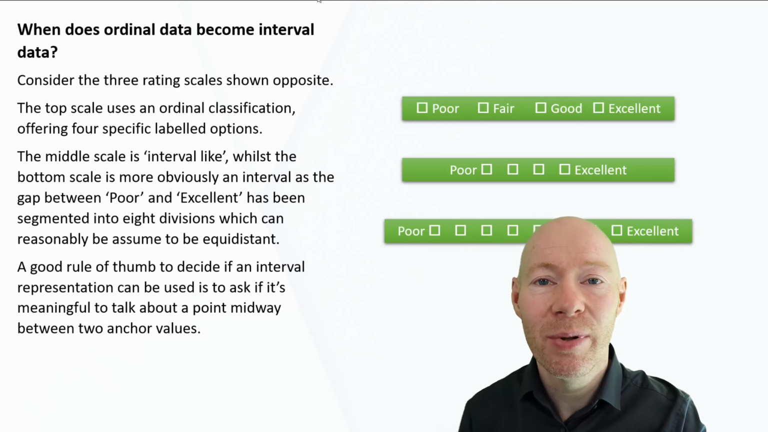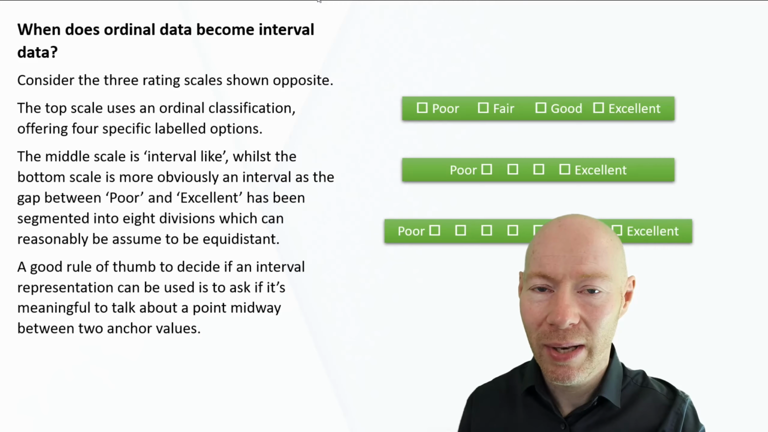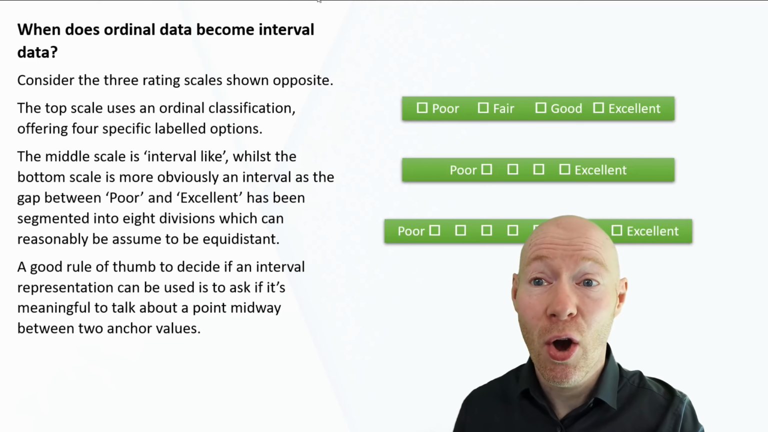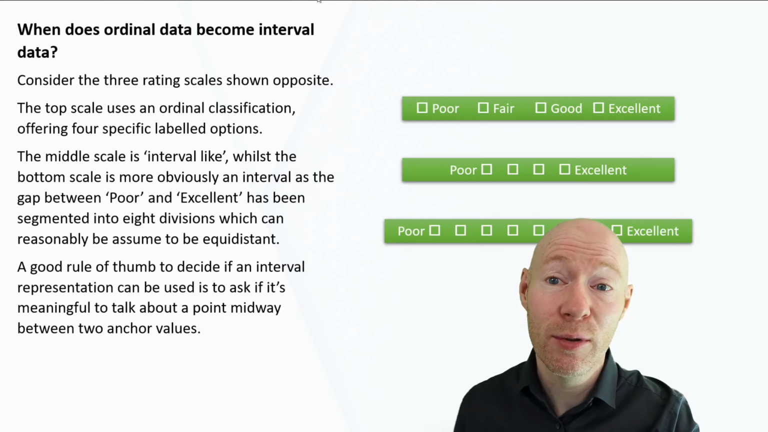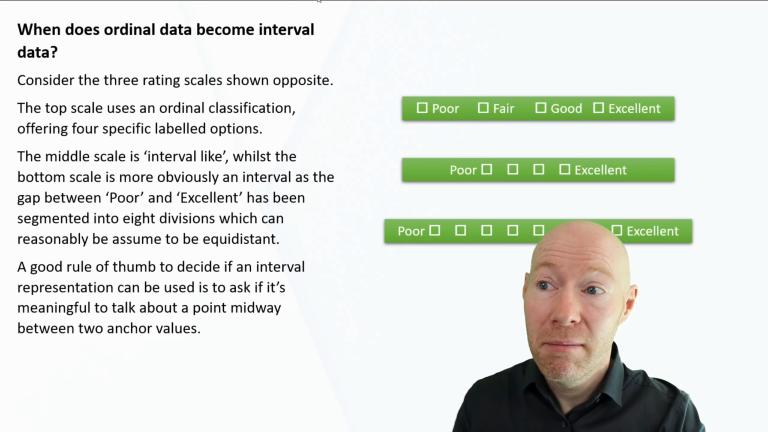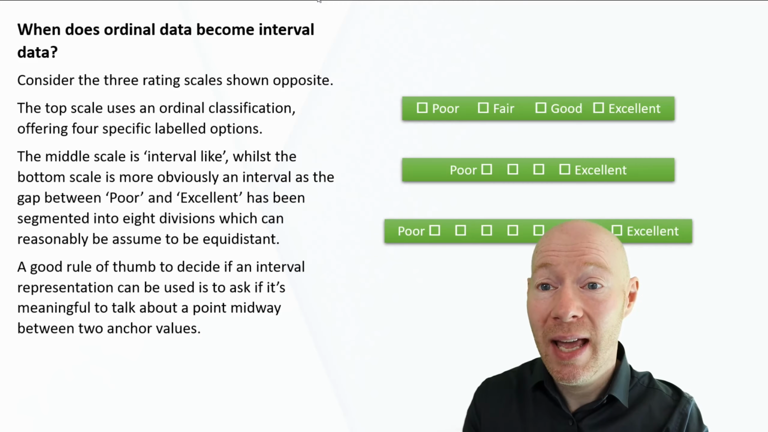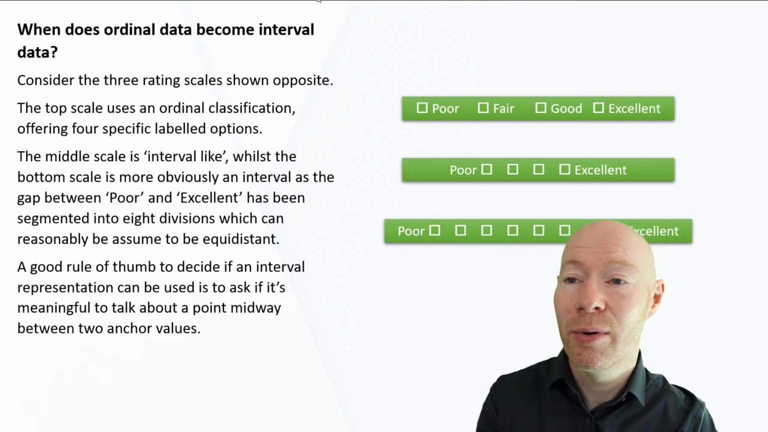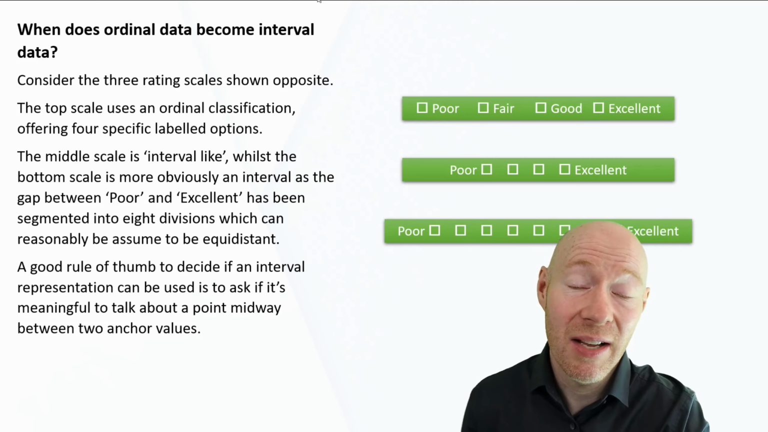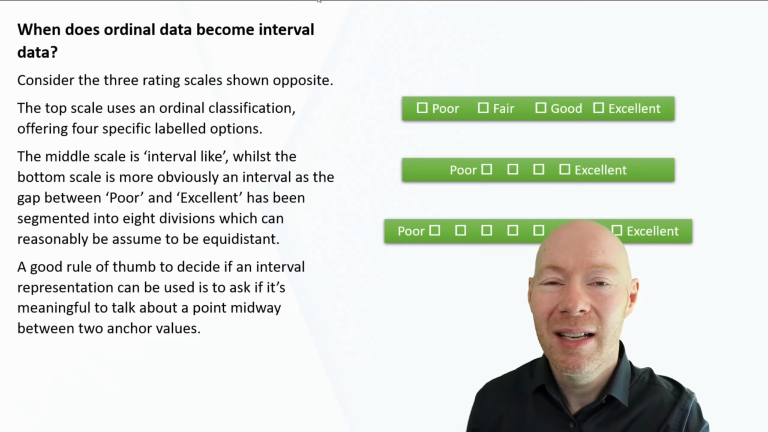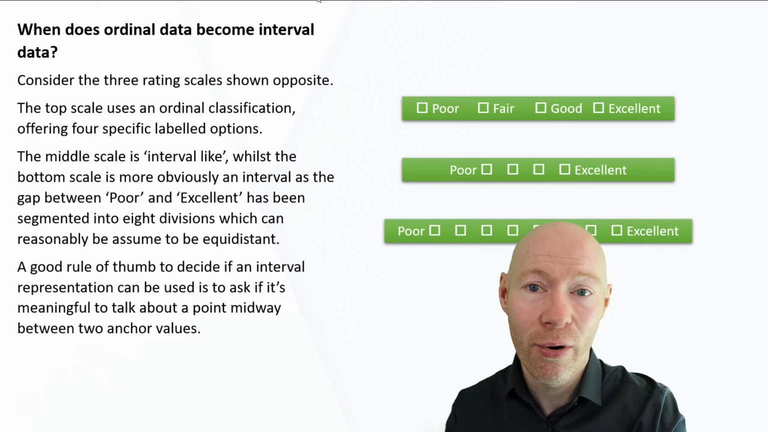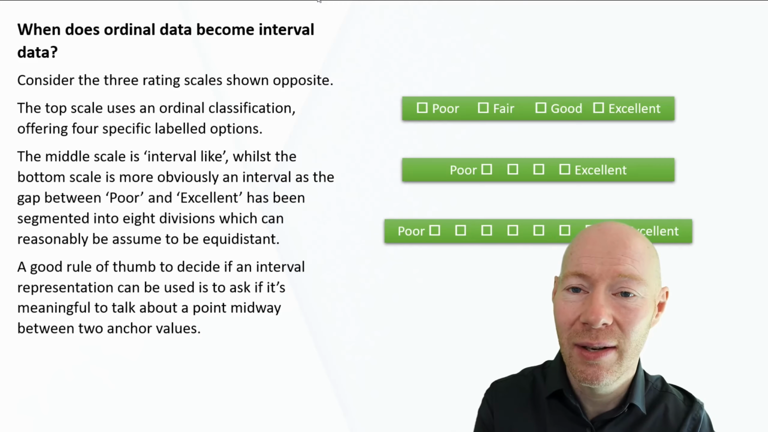There's an interesting question here then about when does ordinal data become interval data? I've got three examples on the screen which will hopefully explore that in a little bit more detail. If you look at the example at the top, we have four options: poor, fair, good, and excellent. That's ordinal in the sense that we have defined four different variables. We've given them a particular ranking, and we can ask the user to pick whichever one they want. It's not meaningful to talk about the distance between poor and fair or between good and excellent.